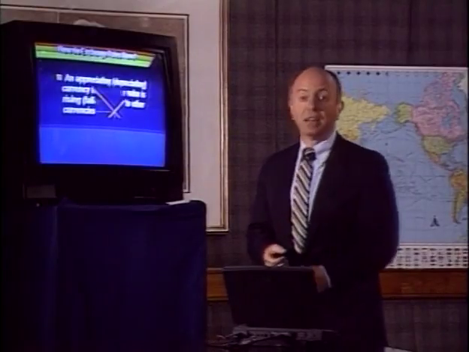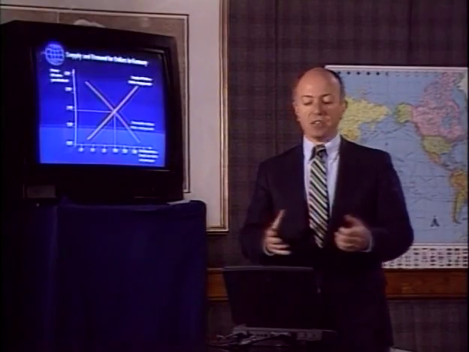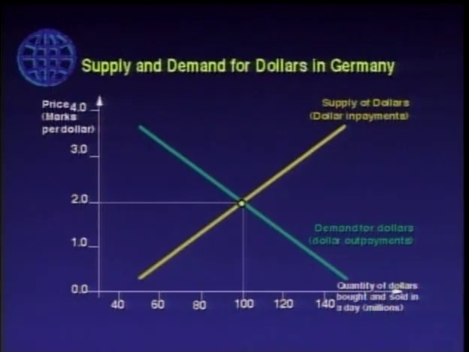What does the market for exchange rates look like? Here we've got a supply and demand curve for dollars and Deutschmark, and the vertical axis shows the price of the dollar in terms of Deutschmark, and the horizontal axis shows the actual quantity of dollars traded in Germany in the foreign exchange markets. Now, a couple of interesting points to be made about this particular market relative to the graph.